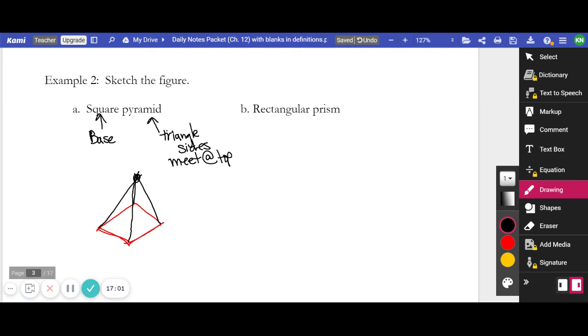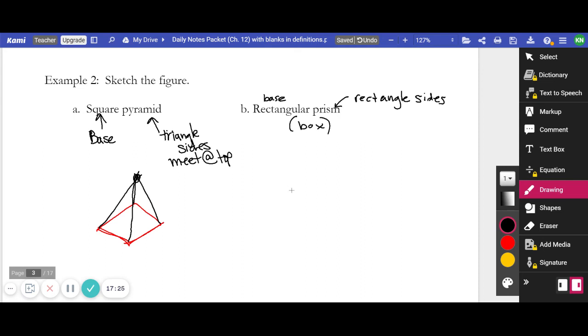All right, rectangular prism. That means the base is a rectangle. Prism means rectangle sides. So everything about this is a rectangle. A rectangular prism would be what we would commonly think of as a box.